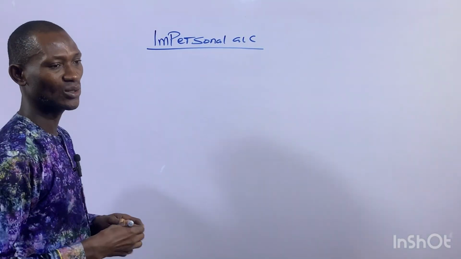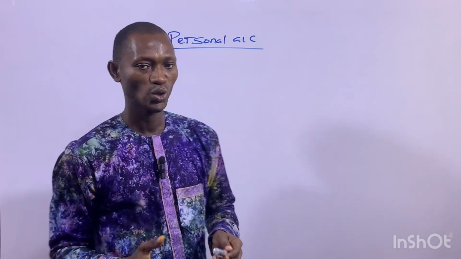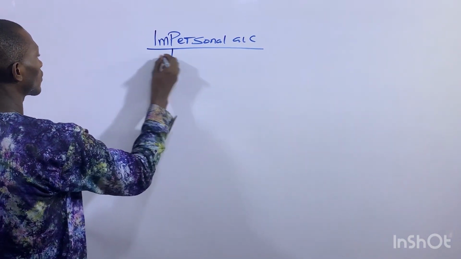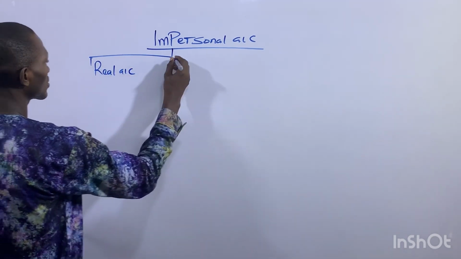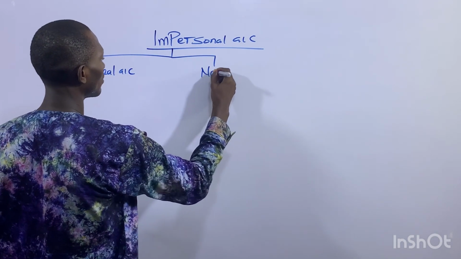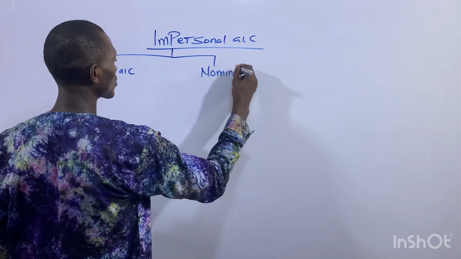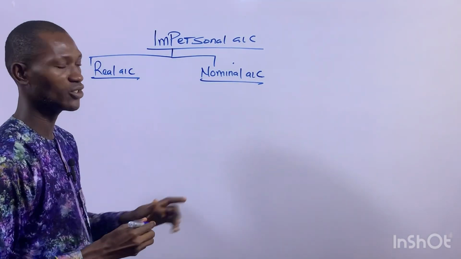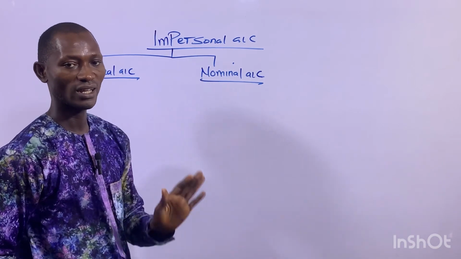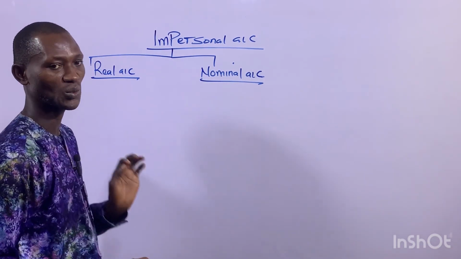So impersonal accounts are further classified into two: real accounts and nominal accounts. These are the two classifications of impersonal accounts. Now, when we say real accounts, what do we mean basically?